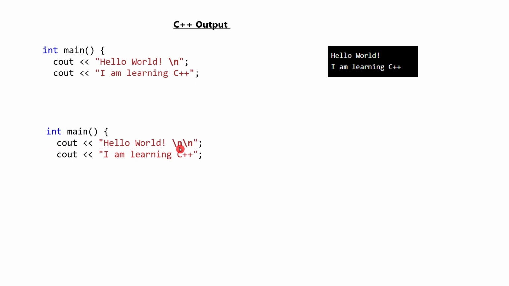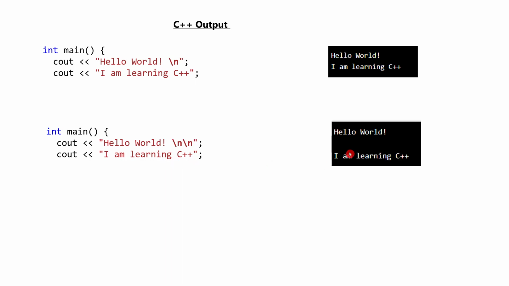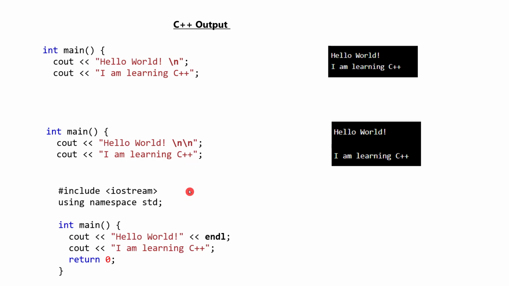Let's see here. Yeah, here you have provided two backslash n. That means a space will come in between. See, a space came in between.